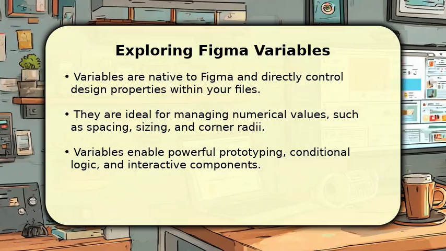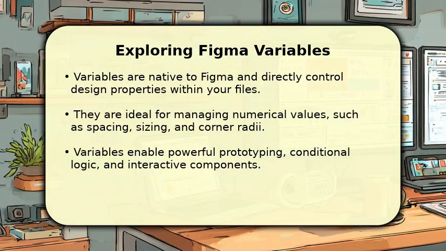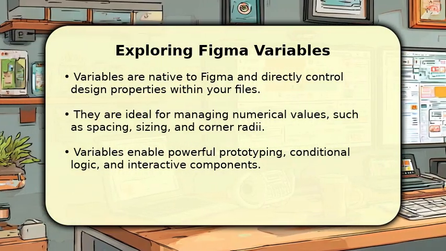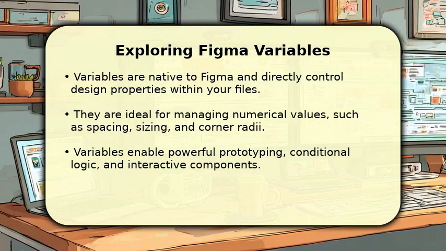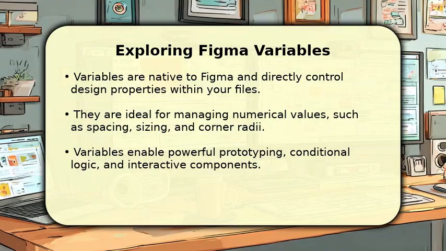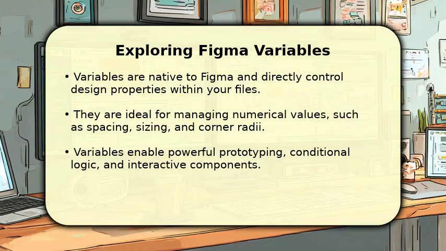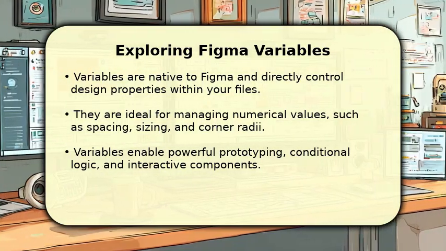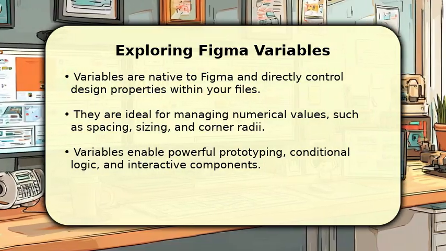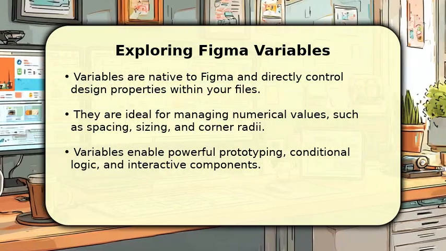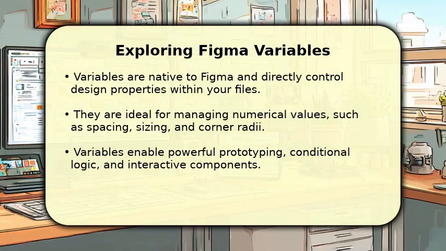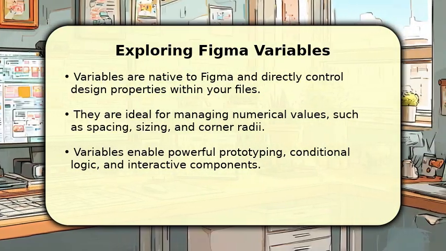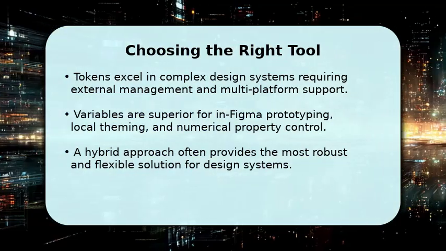Figma variables, on the other hand, are native to Figma, directly controlling design properties like numerical values for spacing or corner radii. They unlock powerful prototyping capabilities, enabling conditional logic and interactive components. Variables are excellent for creating different modes, such as light and dark themes, or managing dozens of language variations directly within your Figma files. So, which is better?